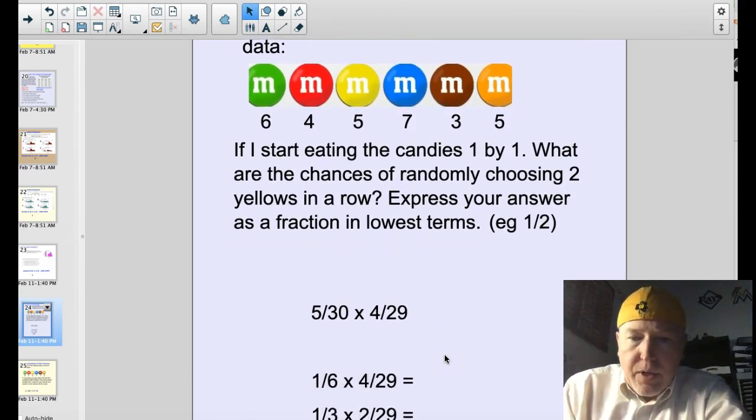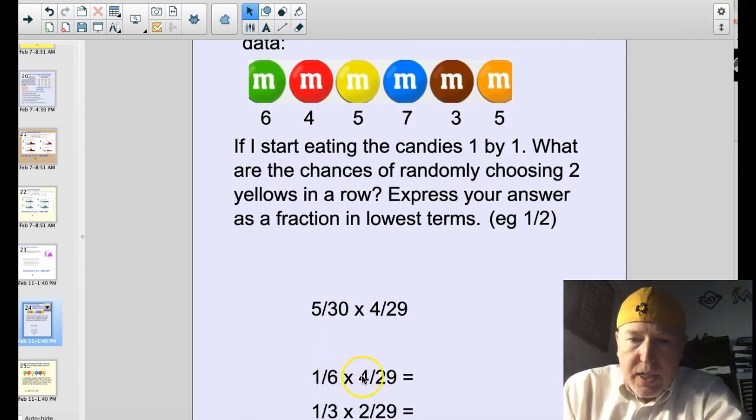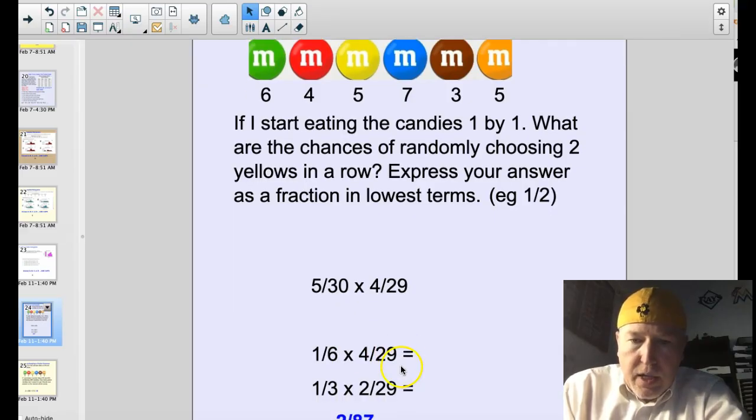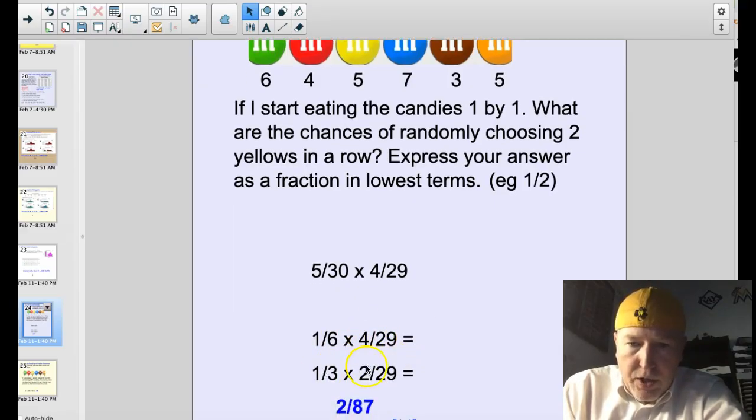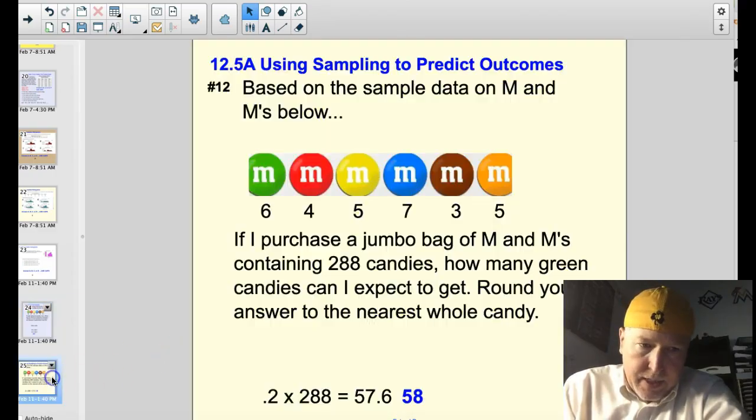So after that, we can reduce 5 30ths down to 1/6 times 4 29ths. And then we can cross-reduce the 6 and the 4. We can get that down to 1/3 times 2 29ths, which multiplies out to be 2 87ths.